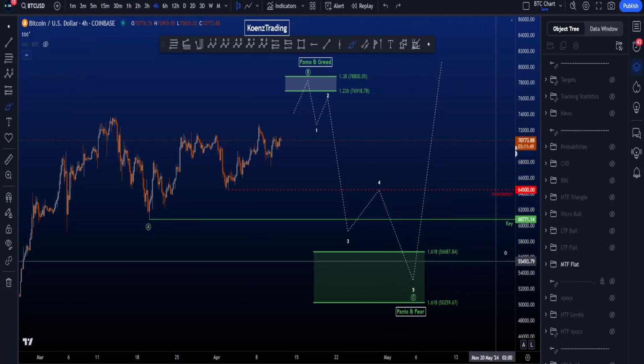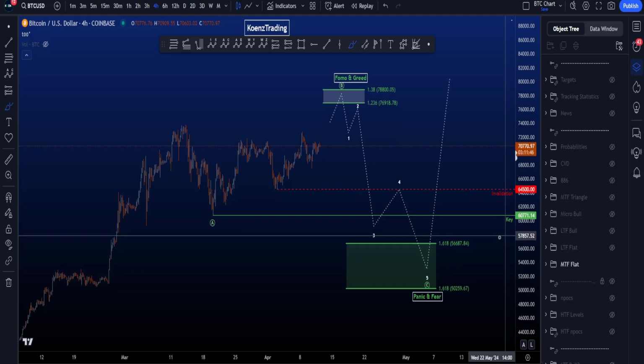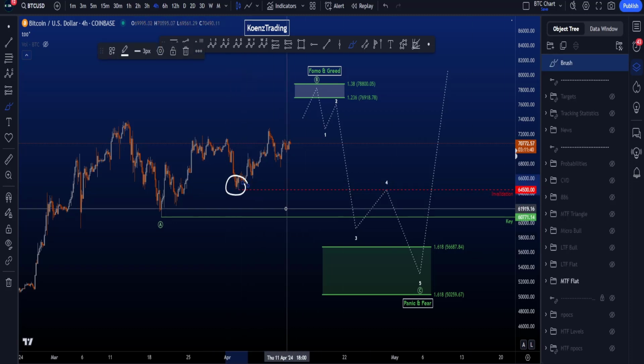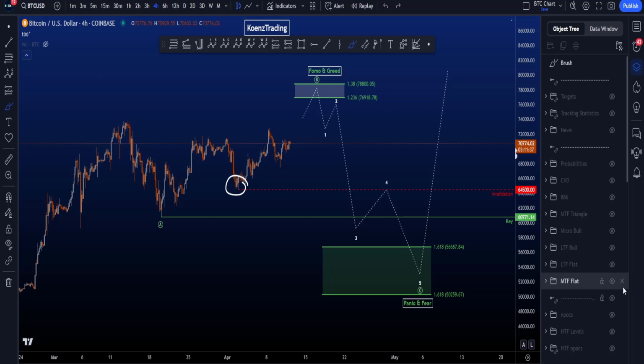However, we will continue to look towards the upside as the probabilities for the trend to continue are much higher on the higher time frames. At the moment, the invalidation is price taking this low before taking the all-time high.